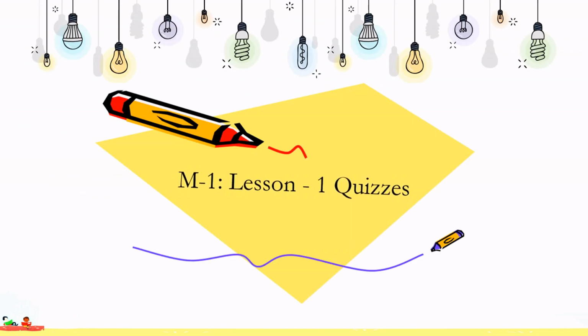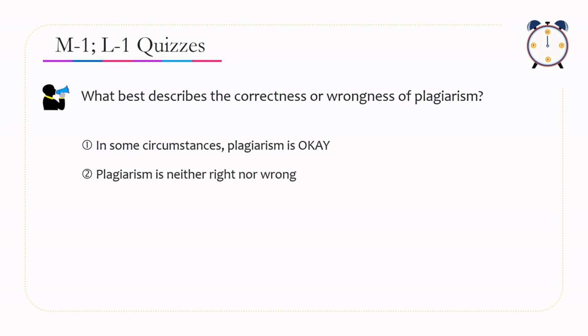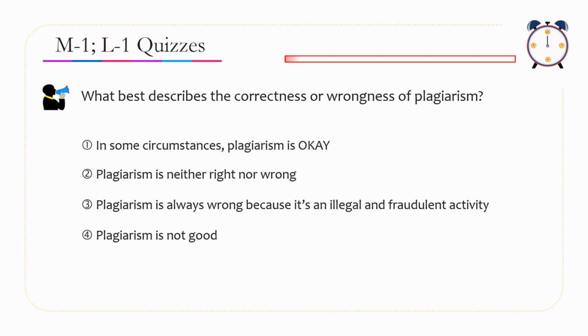Now, let's test your learning by appearing in the quizzes. You will get 10 seconds for answering each question. Let's begin. The first question, what best describes the correctness or wrongness of plagiarism? The options are, 1. In some circumstances, plagiarism is okay. 2. Plagiarism is neither right nor wrong. 3. Plagiarism is always wrong because it's an illegal and fraudulent activity. 4. Plagiarism is not good. Your time starts now. Which one is right?